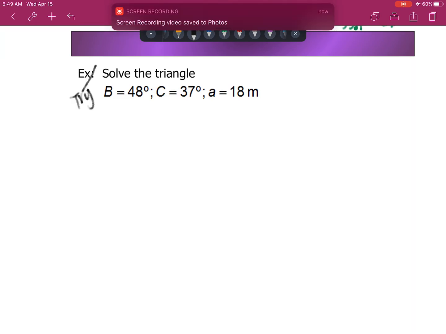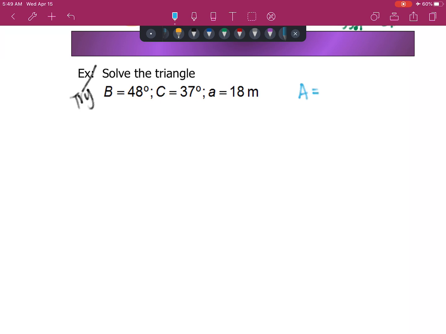So we're back and we're ready to do this problem on our own. I'm going to go ahead and give you the answer. For those of you who did this on your own, they did not give us A, so we need to find A, angle A. They gave us angle B and angle C, and they gave us side length A, which means we needed to find side length B and side length C. So they gave us 48 degrees, 37 degrees, and 18 meters.